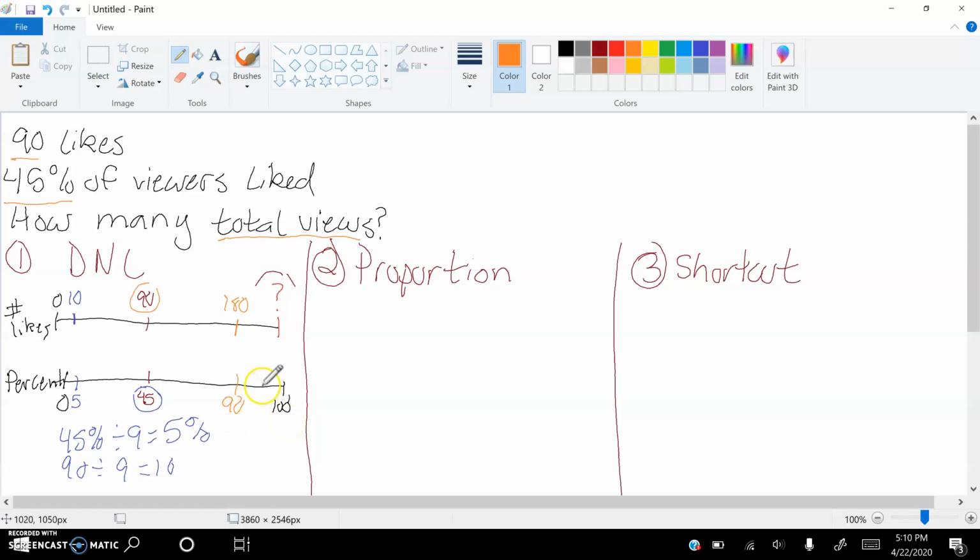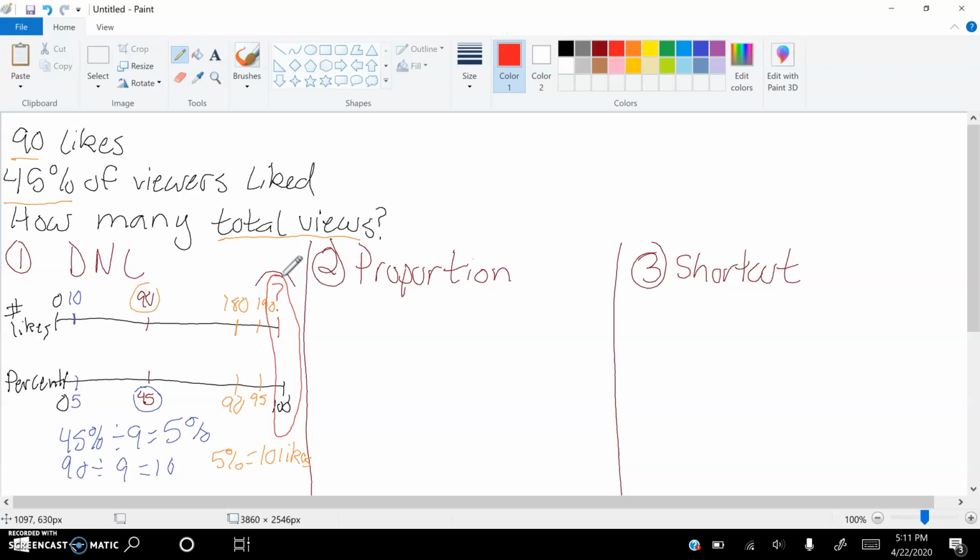So I have 90 here. If I go up 5 more, 95%. I know that every 5% is equal to 10 likes. So if I go up 5%, I need to go up 10 likes. So 180 plus 10 would be 190. And then I need to go up 5 more percent to figure out the total number of views. So how many total views did we have on our video?